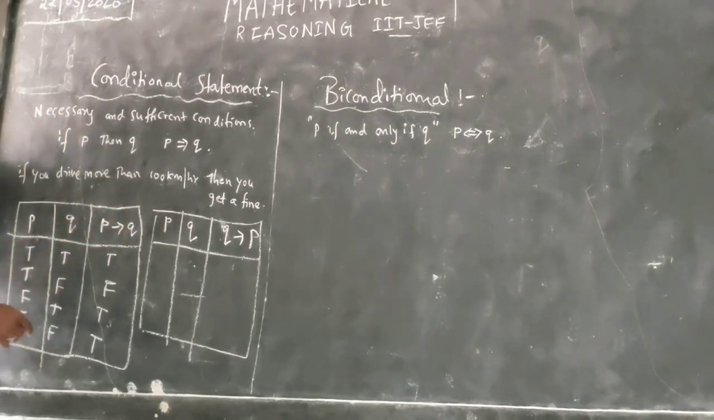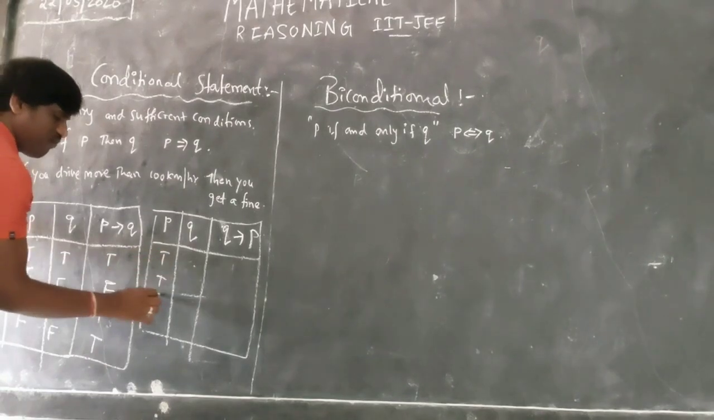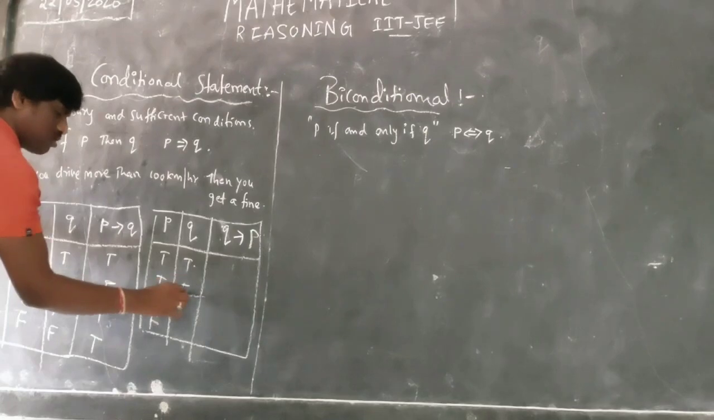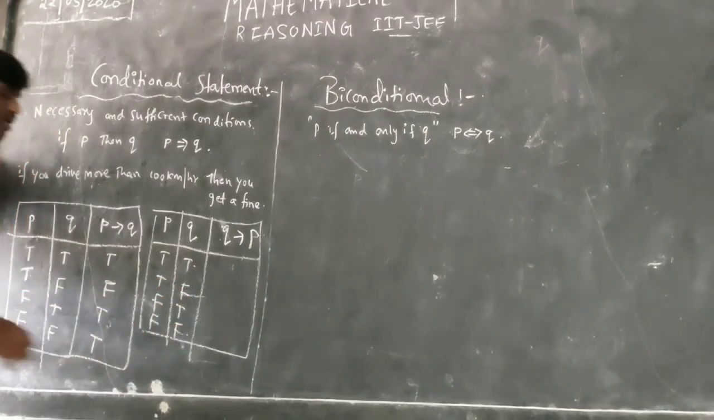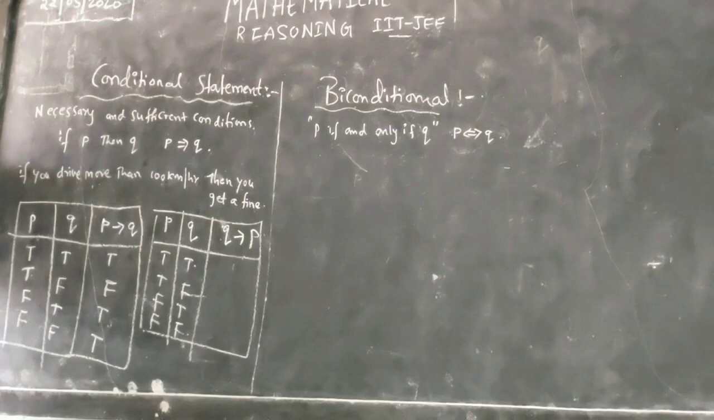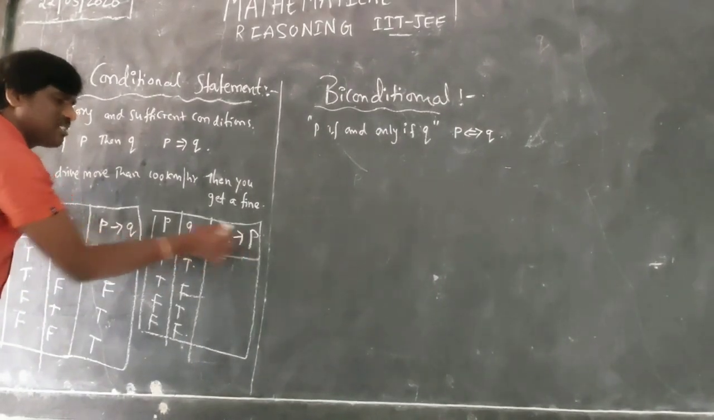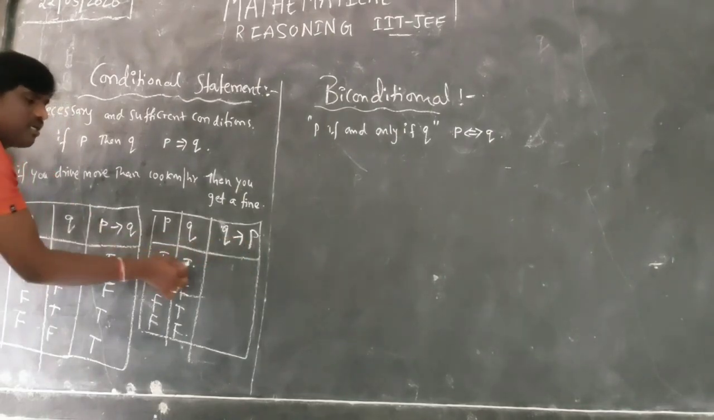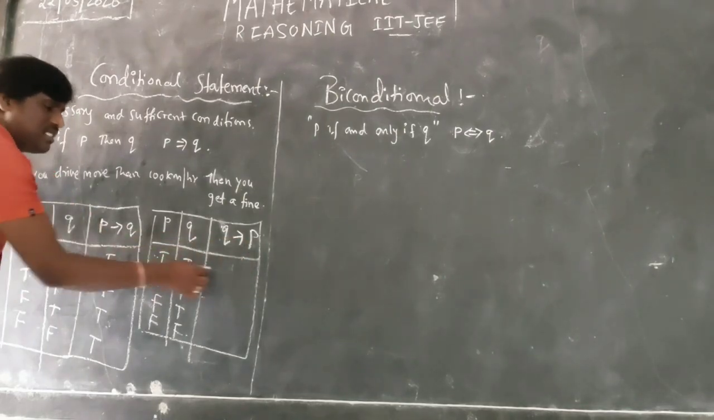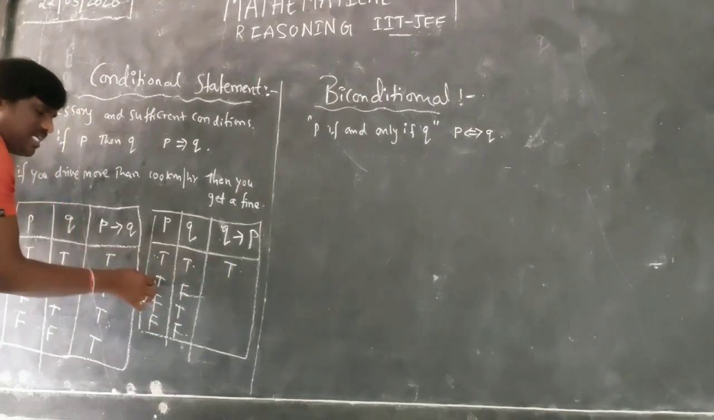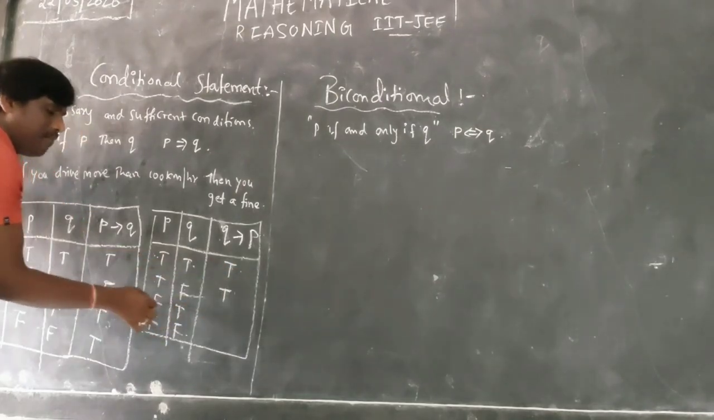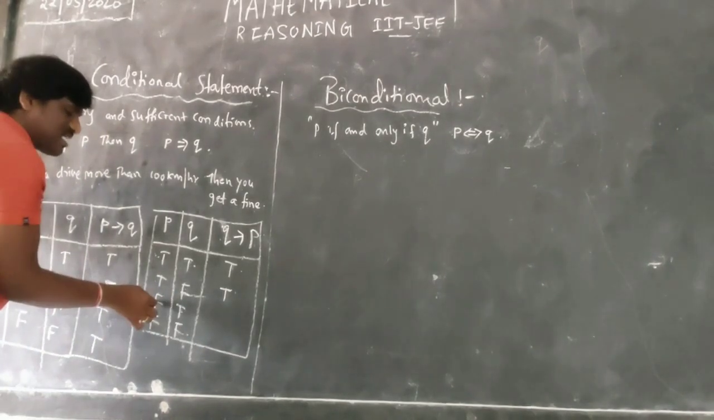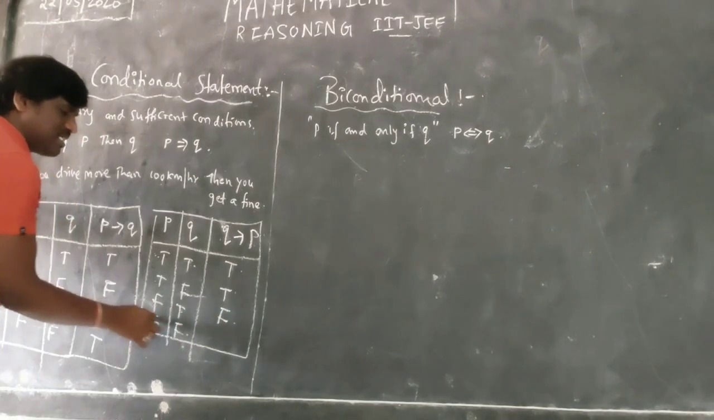You got this truth table. Now here you have true, true, false, false, and true, false. Here the same thing applies, but it is Q implies P, not P implies Q, so you need to see from here to here. T implies T is T. F implies T is T. T implies F is F. And F implies F is T.